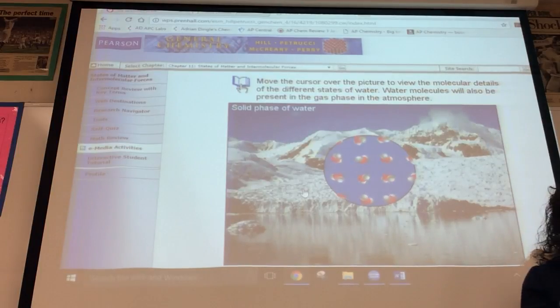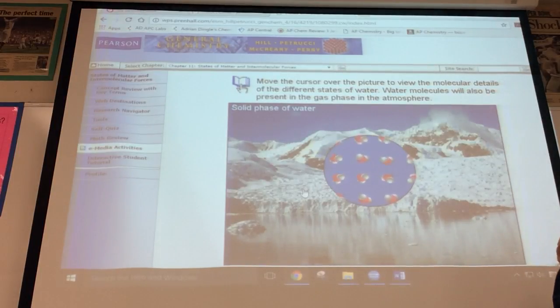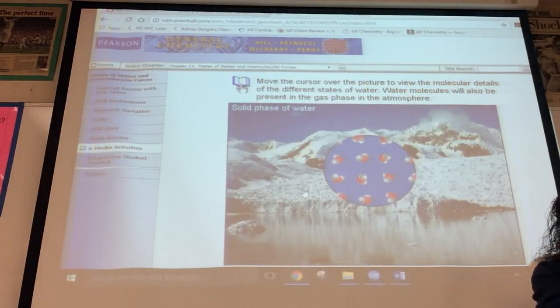London dispersion. LDF. Close. London dispersion forces are LDF.